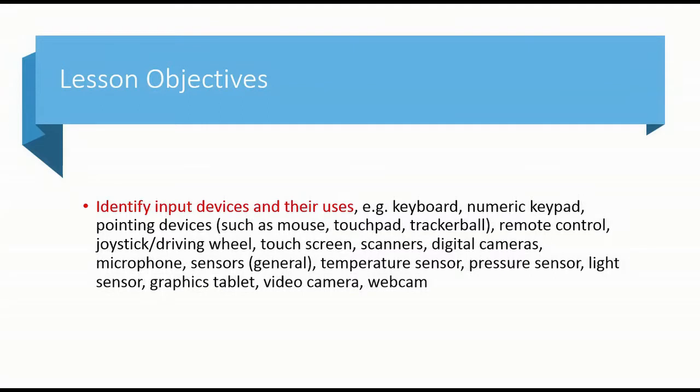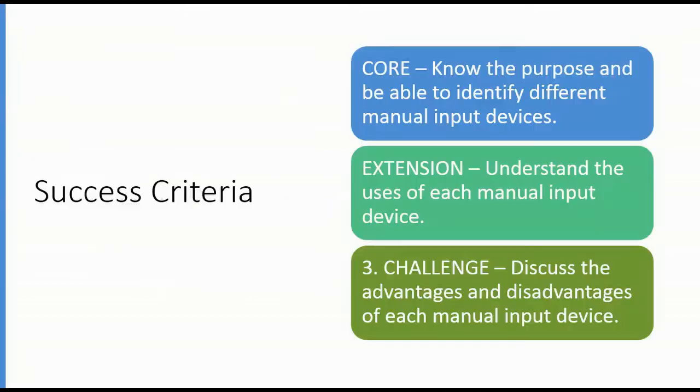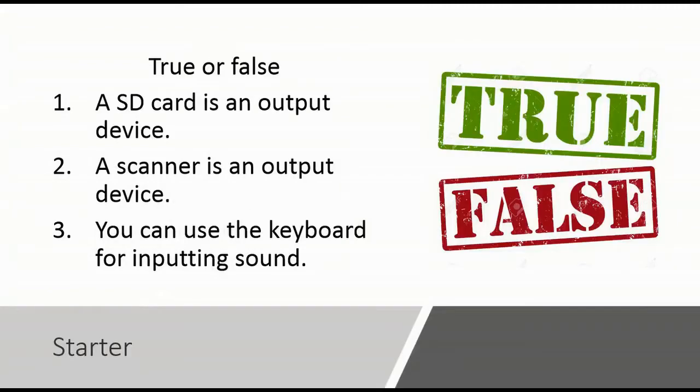The objectives for this section according to your syllabus are that you need to be able to identify various input devices and their uses. All these input devices that you see here are part of your syllabus specification. The success criteria from this particular lesson is that you should be able to know the purpose and be able to identify different manual input devices, understand their uses, and be able to discuss what their advantages and disadvantages are.